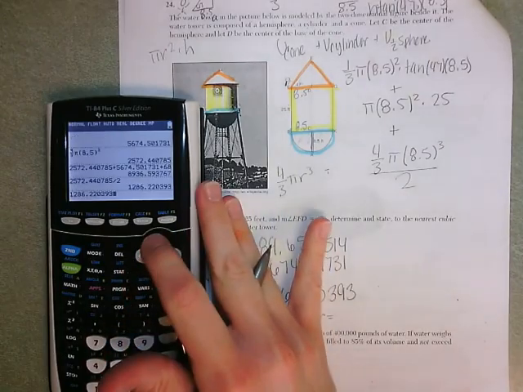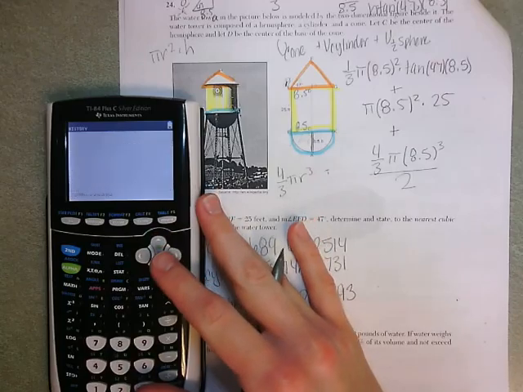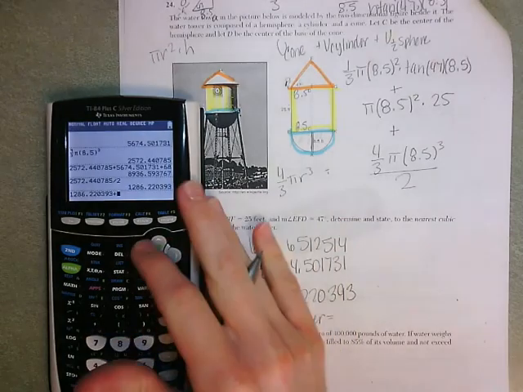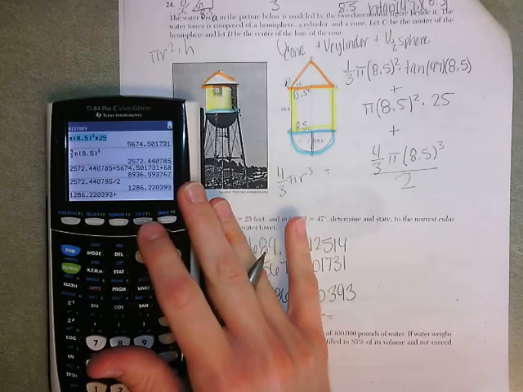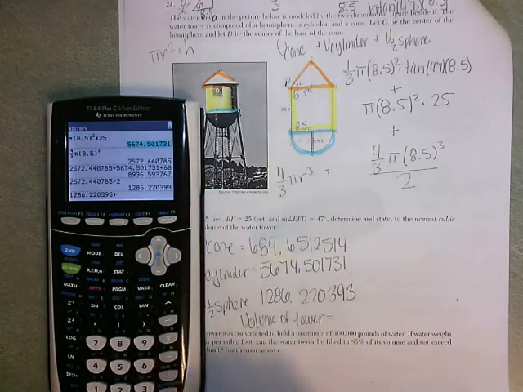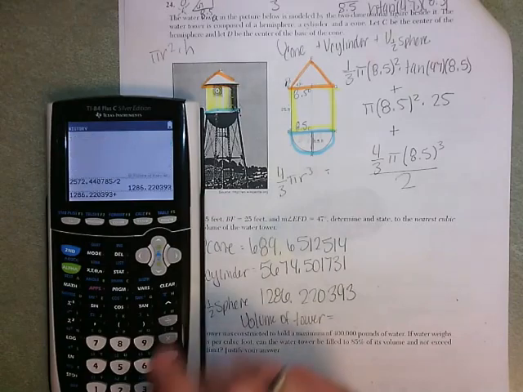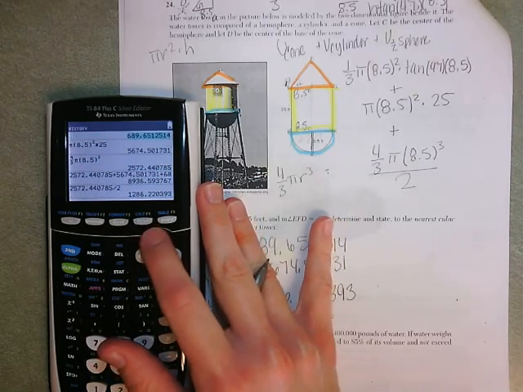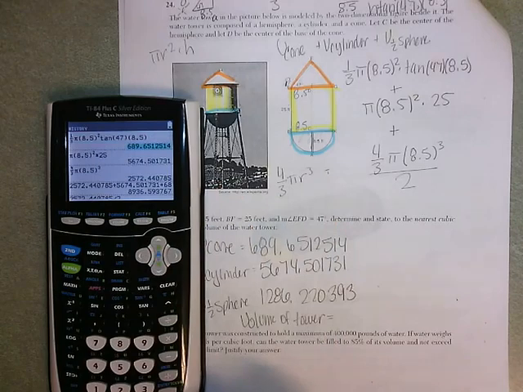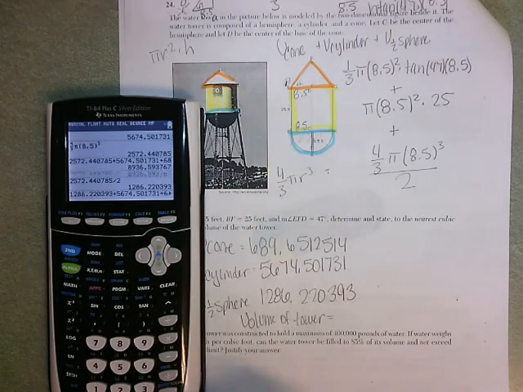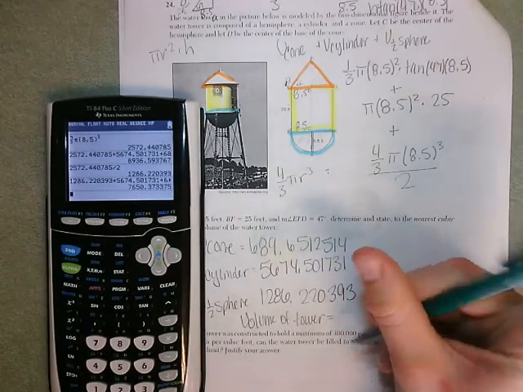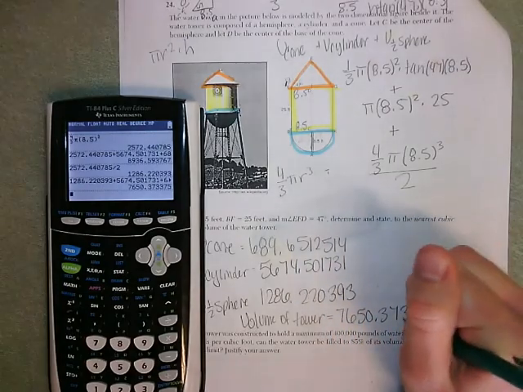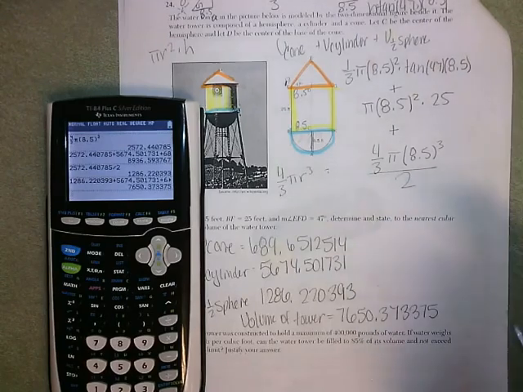Now let's go back and re-add this. I'm sorry about that, that is the wrong number. So this one plus this, the volume of the cylinder, plus the volume of the cone. Be careful when you do this to make sure you're getting the right number. So the volume of the tower is 7650.373375.